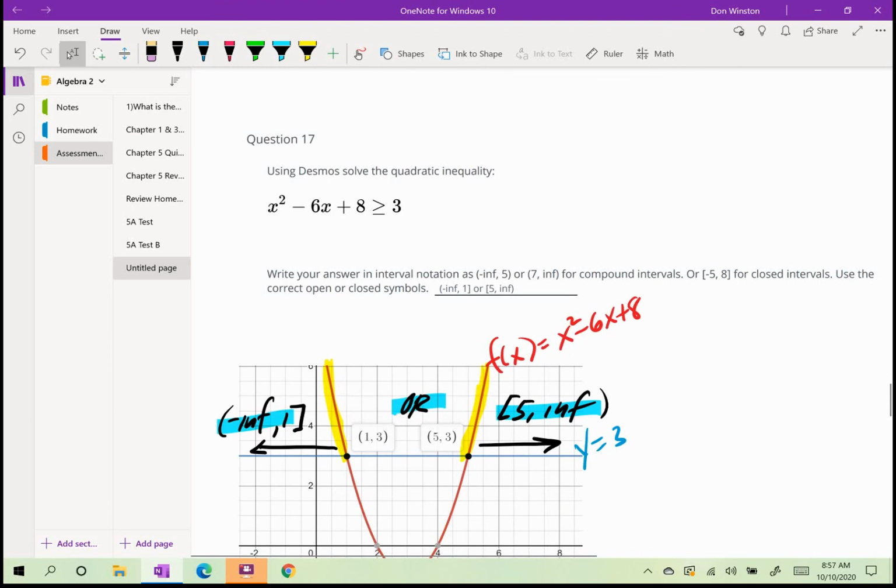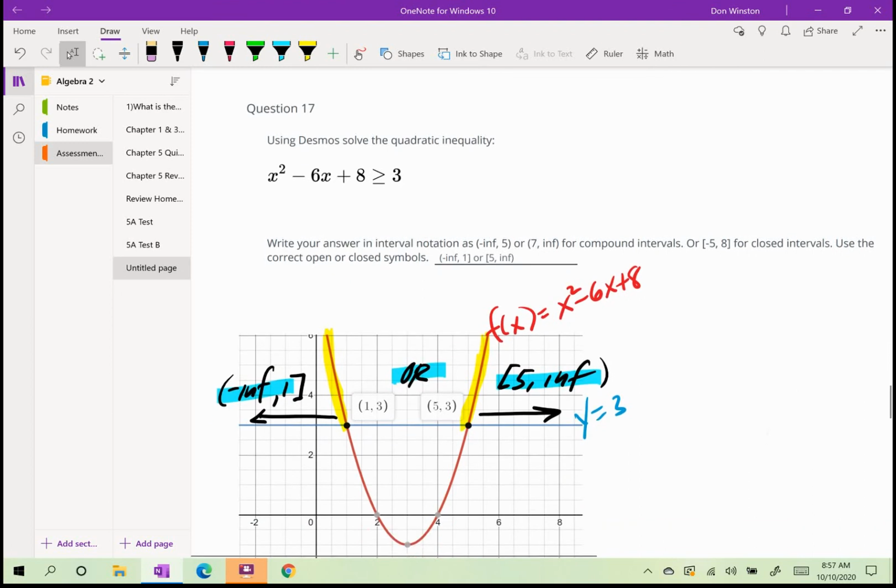And then with these here, we graph. So we graph the function x squared minus 6x plus 8. And then we graph the line y is equal to 3. Okay, so the line y is equal to 3. And we want to know when that graph, that parabola, is above y is equal to 3.